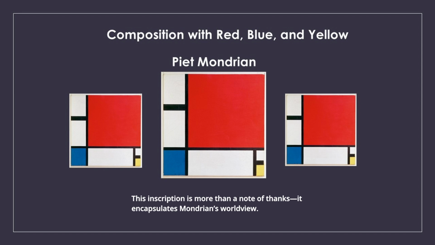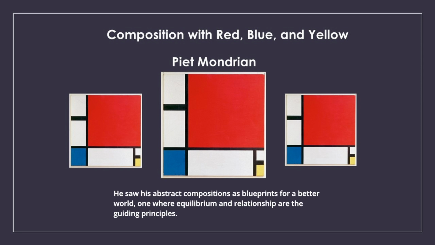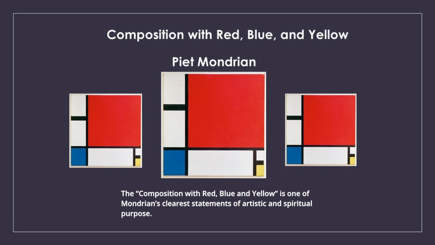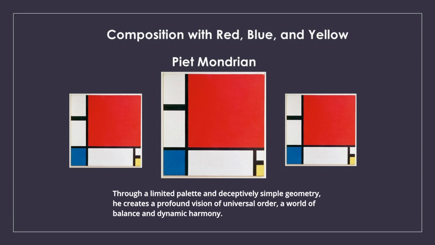This inscription is more than a note of thanks, it encapsulates Mondrian's worldview. He saw his abstract compositions as blueprints for a better world, one where equilibrium and relationship are the guiding principles. The Composition with Red, Blue, and Yellow is one of Mondrian's clearest statements of artistic and spiritual purpose. Through a limited palette and deceptively simple geometry, he creates a profound vision of universal order, a world of balance and dynamic harmony.